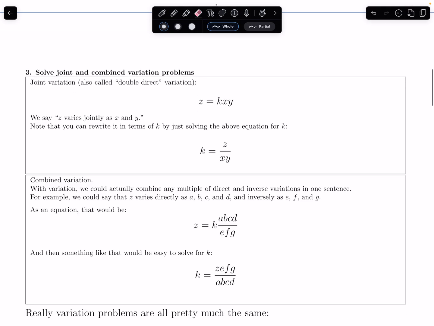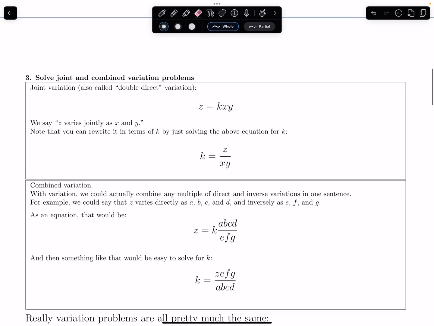Okay, folks, here we go. Last topic already. Wow, that's quick. Last topic is solving joint and combined variation problems.